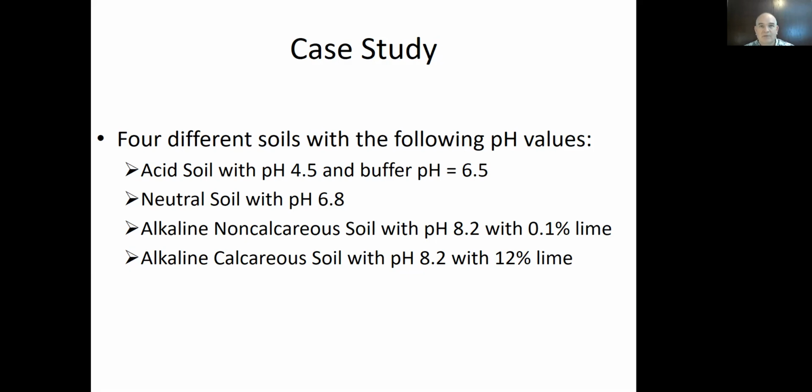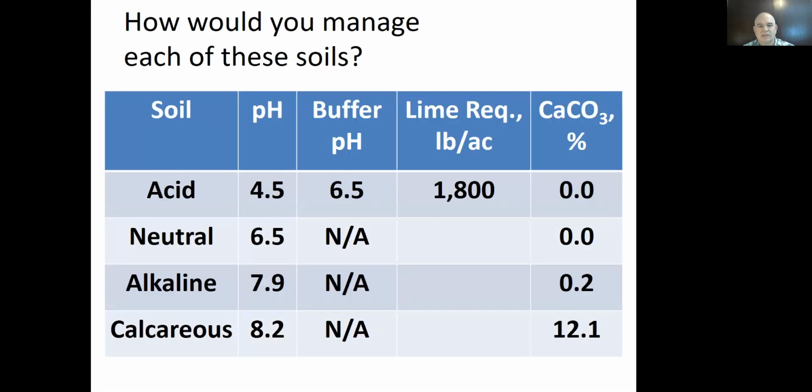As we get into high rainfall areas, that stuff kind of dissolves and washes away, and we are depositing hydrogen from the water, and it makes the soils more acidic. So high rainfall areas tend to be acidic, low rainfall areas tend to be alkaline and also calcareous. So how do we manage these?